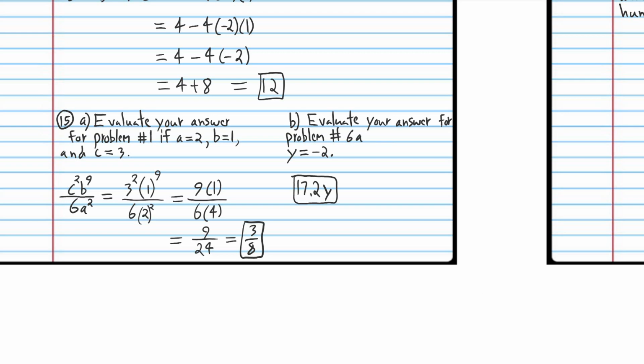Evaluate your answer for problem number 6A. In 6A we got 17.2y, if y equals negative 2. So this is going to be a pretty easy problem. So the perimeter is equal to 17.2y, because remember that was a perimeter problem. And then you just plug in negative 2 for y. And that would be, I think that should be negative 34.4.